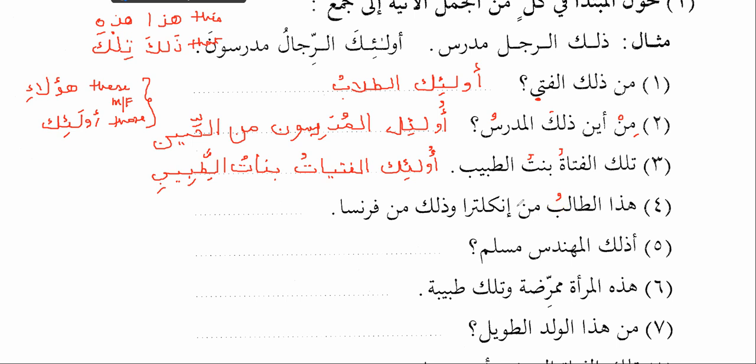Hazat tulabu min Inglaterra means England. Wadhalika min Faransa. So you will write haulai atulabu min Inglaterra. Wa ulaika, you need to change haza and hazihi. Wa ulaika min Faransa. Adhalika al muhandisu muslimun. So you will write ulaika, sorry, ulaika. There will be no alif. Ulaika al-muhandisun muslimun. Remember, the khabar follows the mubtada in gender and number. Hazal mar'atu. Feminine. Mumarridatun.